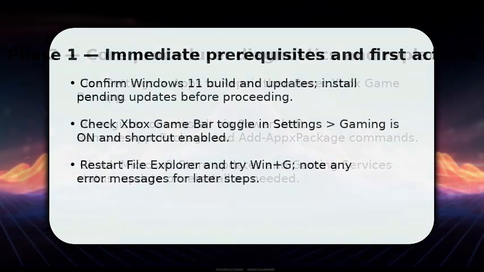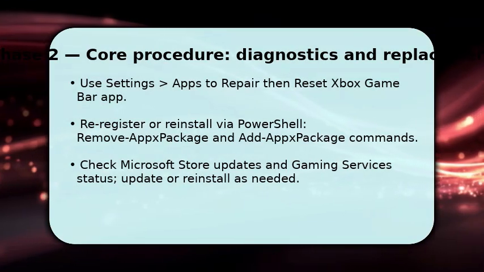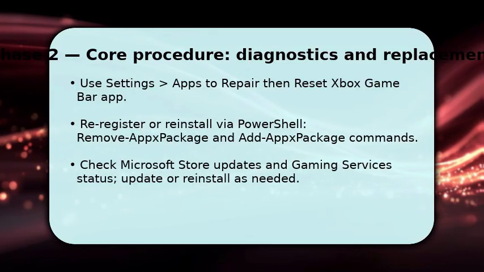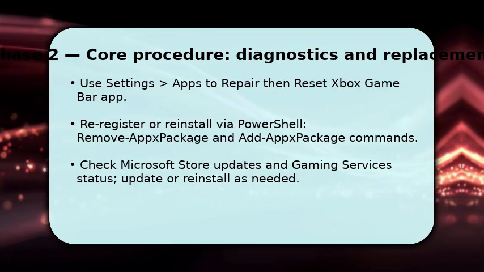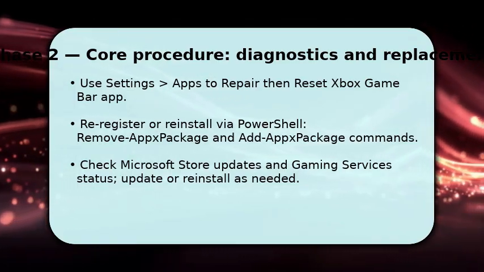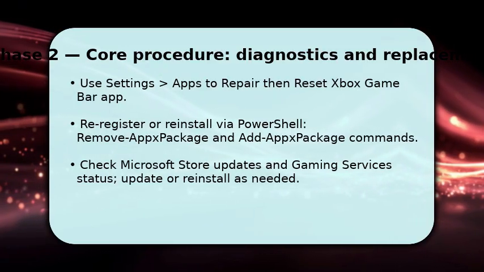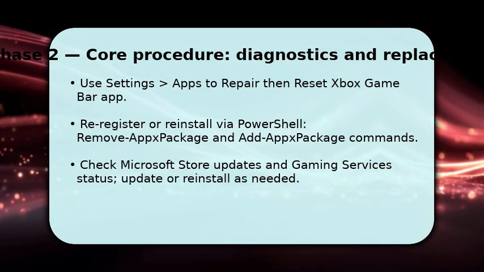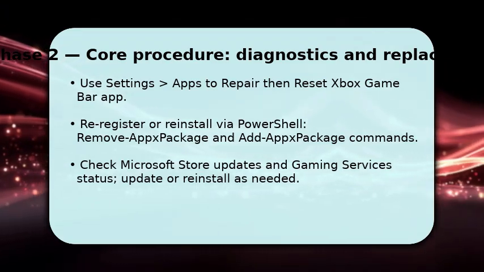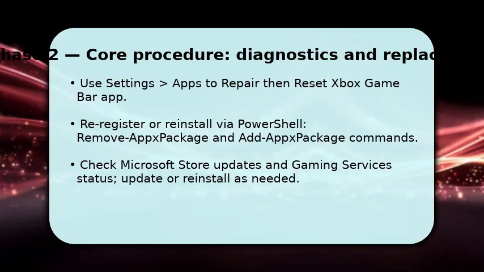Next, you'll repair and, if needed, reinstall the app so system components align. First, go to Settings Apps Installed Apps, find Xbox Game Bar, choose Advanced Options, then Repair. Test Win+G. If still broken, reset the app to clear corrupt data. Once reset fails, open PowerShell as admin and re-register or remove and reinstall the package. This refreshes permissions and dependencies.